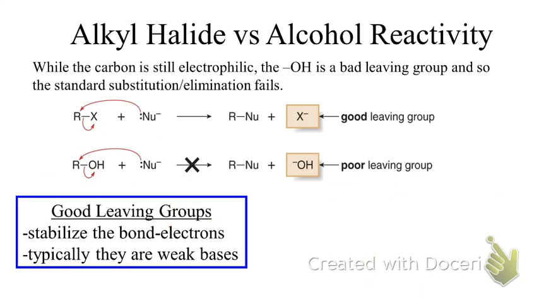The alcohol, for it to leave, it would have to leave as hydroxide. And that is a terrible, terrible leaving group. Okay? So we have to have that good leaving group. So what we're going to have to do is activate our alcohol so that it can actually react. Okay? What makes the alcohol a terrible leaving group?